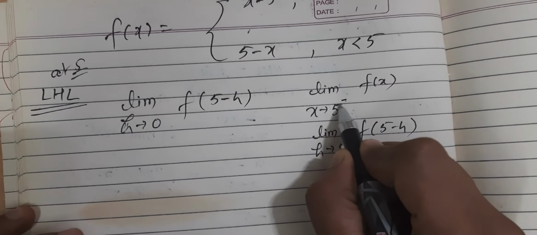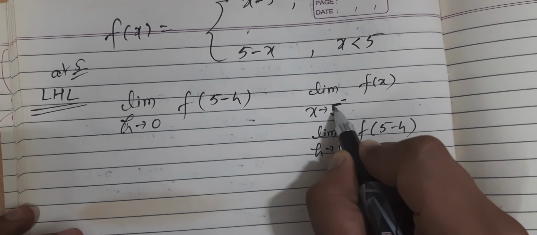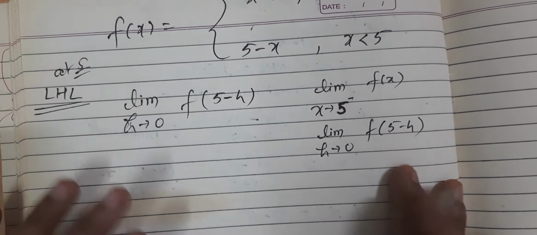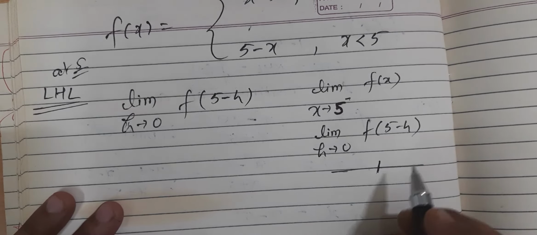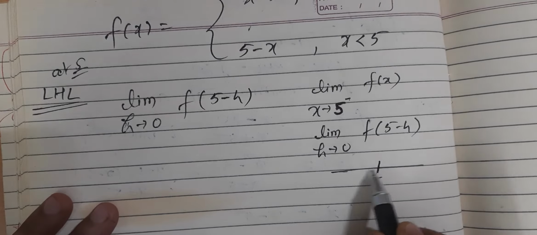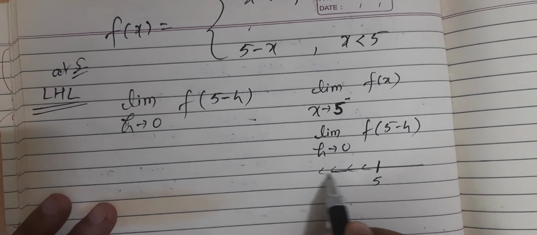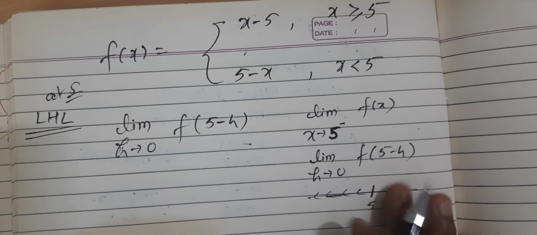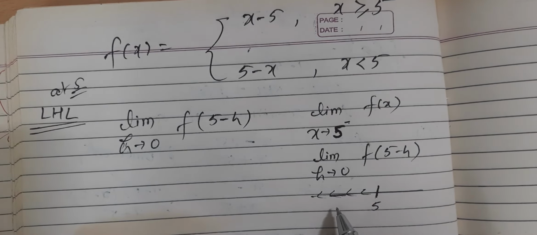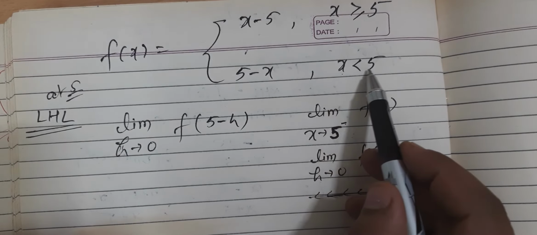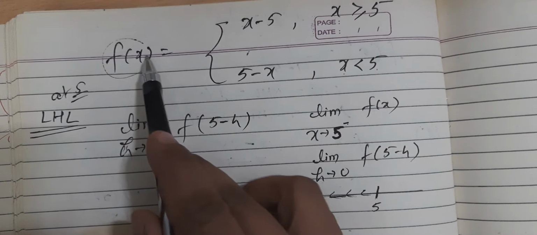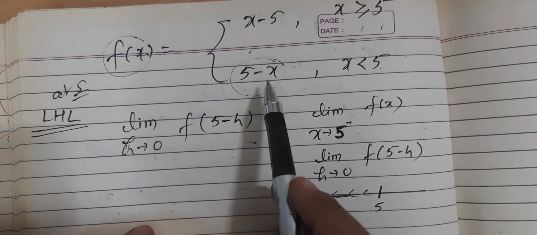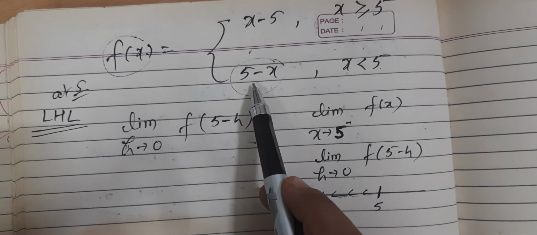Now see, left hand limit means all the values less than 5. If you see on the number line, here is 5, so all the values on the left hand side mean less than 5. So here the value of x is less than 5, and when x is less than 5, the value of the function is 5 minus x. So in this case, we will take f of x equals 5 minus x.